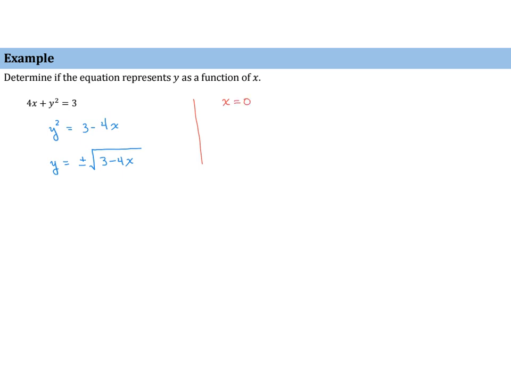What happens if x equals 0? If x equals 0, then what's that imply? y would equal positive or negative square root of 3 minus 4 times 0. It would just be 3. So y would equal positive or negative square root of 3. So notice one input, how many outputs? We have positive square root of 3 and negative square root of 3. So we have two outputs for that single input. So therefore, y is not a function of x.